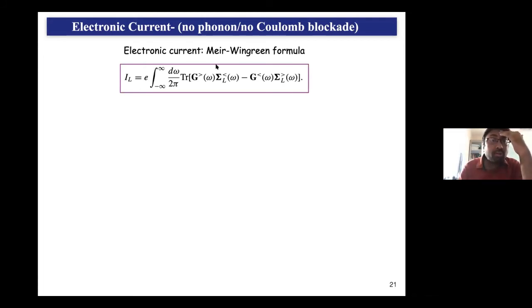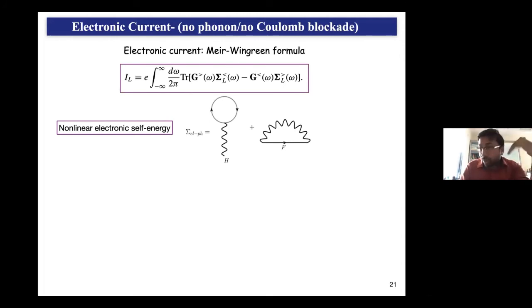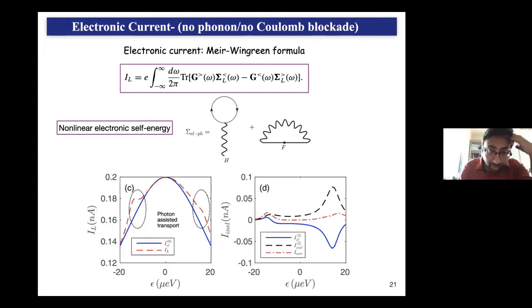So a very general formula that you can start looking at is the so-called Meir-Wingreen formula, that gives you a way to investigate current. In the lowest order of light-matter coupling, so here is a weak light-matter coupling that I'm focusing on at this point, you can have these two diagrams, which are essentially given by the Hartree and the Fock diagram. If you feed that in and look at the current, you very nicely see the effect of this light-matter coupling in this plot.